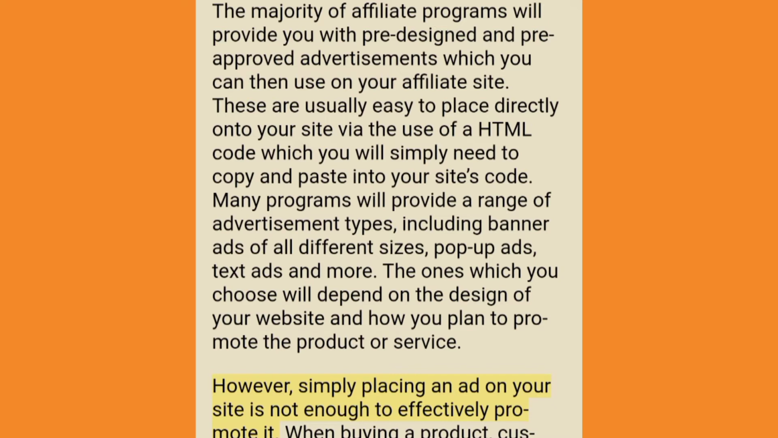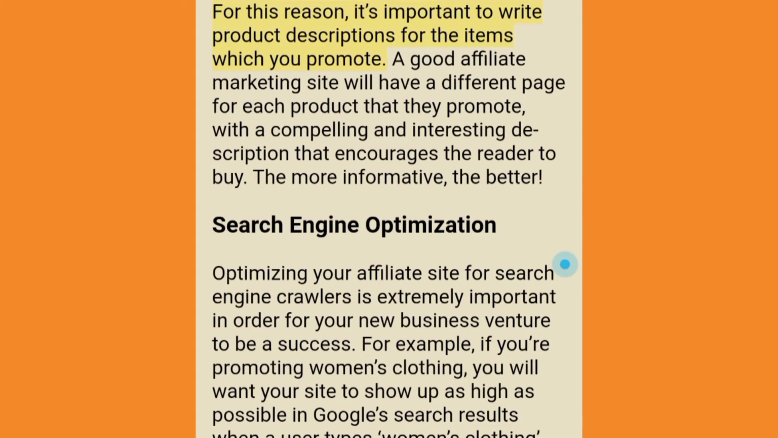However, simply placing an ad on your site is not enough to effectively promote it. When buying a product, customers like to know as much information as possible about not only the product or service which they are considering, but also about the business or brand. For this reason, it's important to write product descriptions for the items which you promote. A good affiliate marketing site will have a different page for each product that they promote, with a compelling and interesting description that encourages the reader to buy. The more informative, the better.